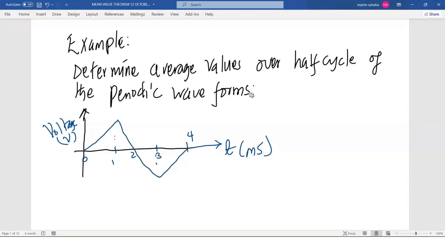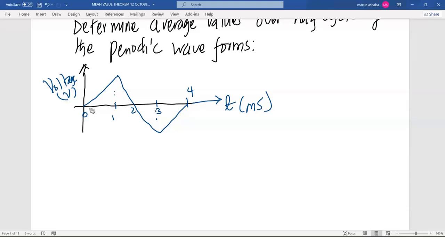So examples. We are told to determine the average values over half cycle of the periodic waveforms that we are going to see below. The first one is here. We have a triangular waveform. So over the first half cycle, because the cycle starts from 0 and ends at 4. Otherwise, it would start again, rise, fall, like that. So here you will see that the period is actually 4 milliseconds. If you were asked to look for the period, this would be 4 milliseconds, because the period is the time taken by one complete cycle.